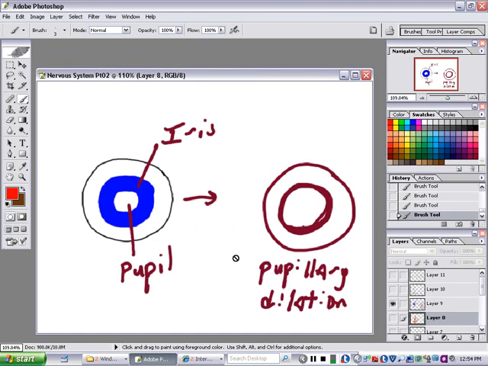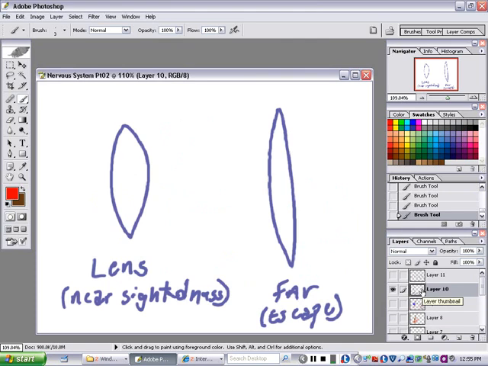The second one, let's see if I gave it a number. Pupillary dilation. This is number 2, pupillary dilation. Why do you want your pupils to dilate? So you can let more light in. Why? So you can see better in the dark. Very good. Okay, the third one is going to be a thinning of the lens.